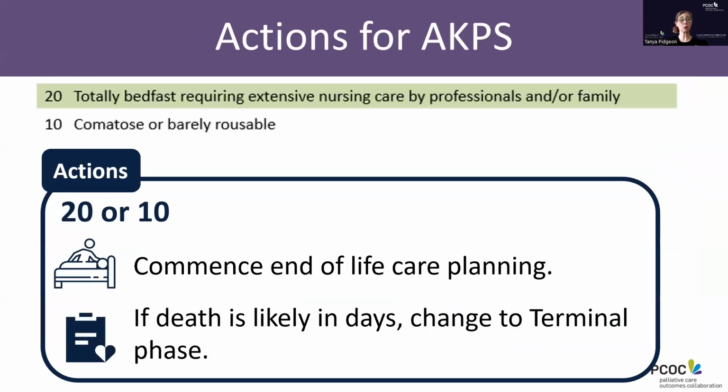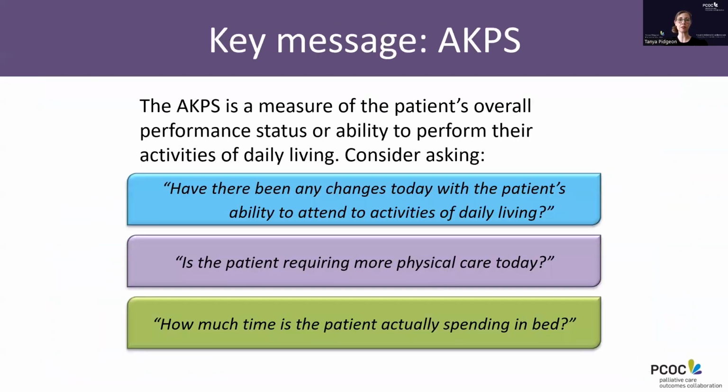A Karnofsky of 20 or 10 indicates that the patient is completely dependent and may be comatose. Using this score and other clinical indicators, you may decide that death is imminent, in which case you would commence end-of-life care planning and assess the patient in the terminal phase. Here are some of the key messages for the Karnofsky and some of the questions that you can use or ask yourself when assessing the Karnofsky with your patient or family.